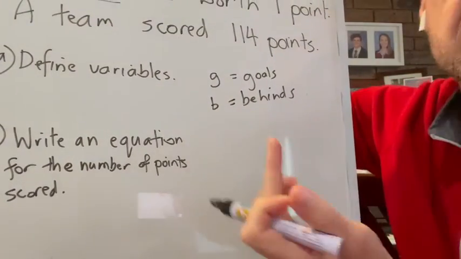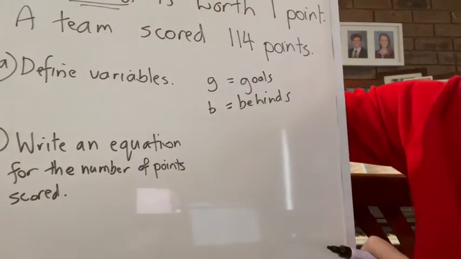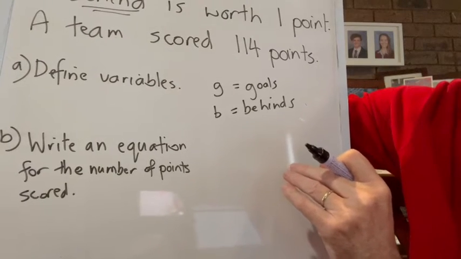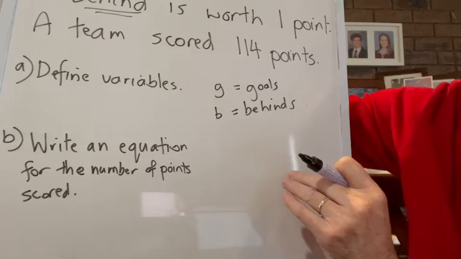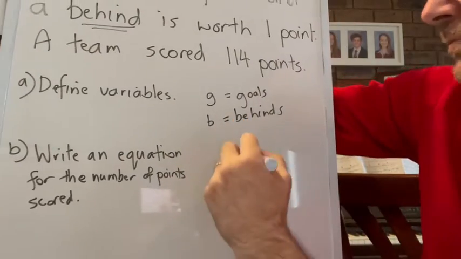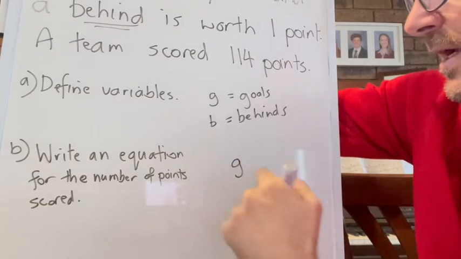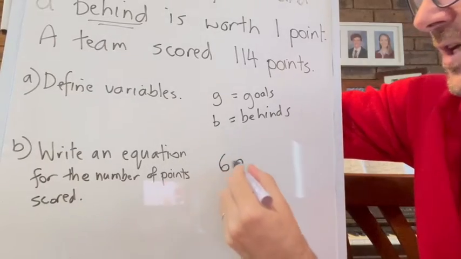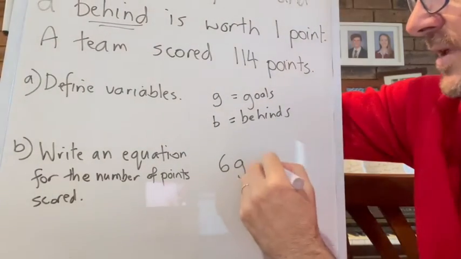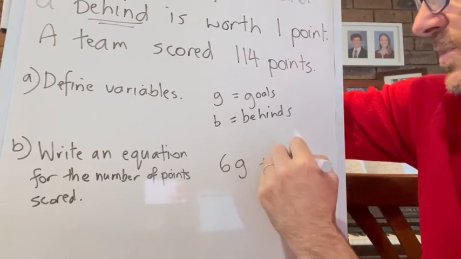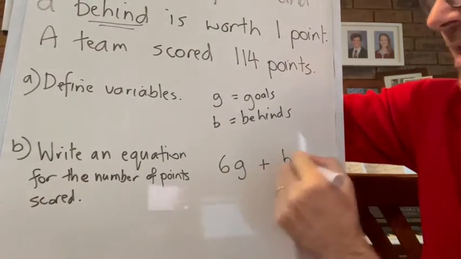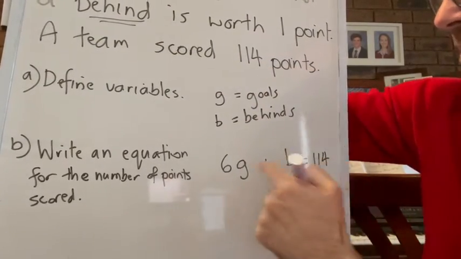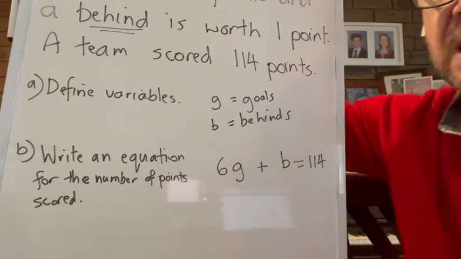Now, it says equation, which means it's going to have an equal sign in it. So we want to add the number of goals to the number of behinds. Each goal is going to be worth 6 points, so it's 6 times the number of goals, and we're going to add on to that the behinds, B, and that total has to end up equaling the number of points scored, which in this game was 114. So 6G plus B equals 114.